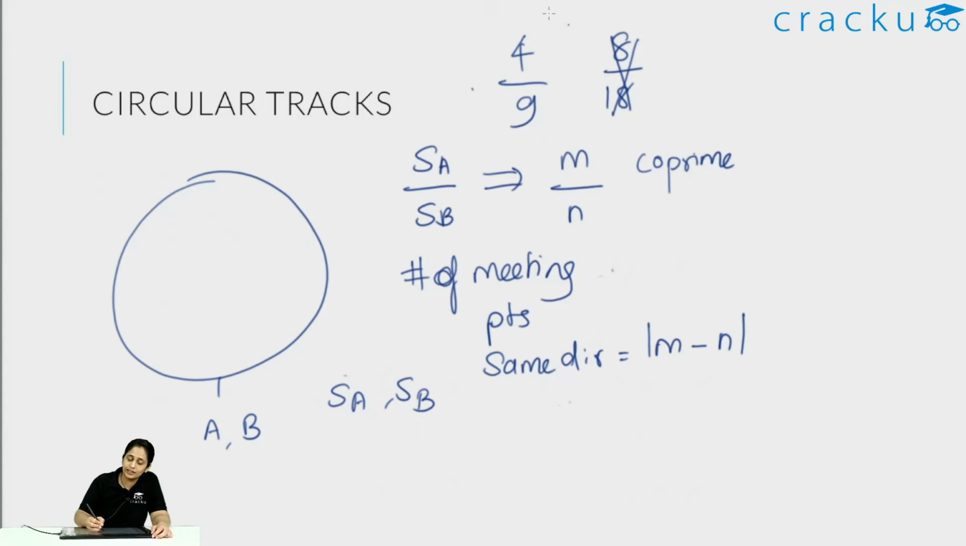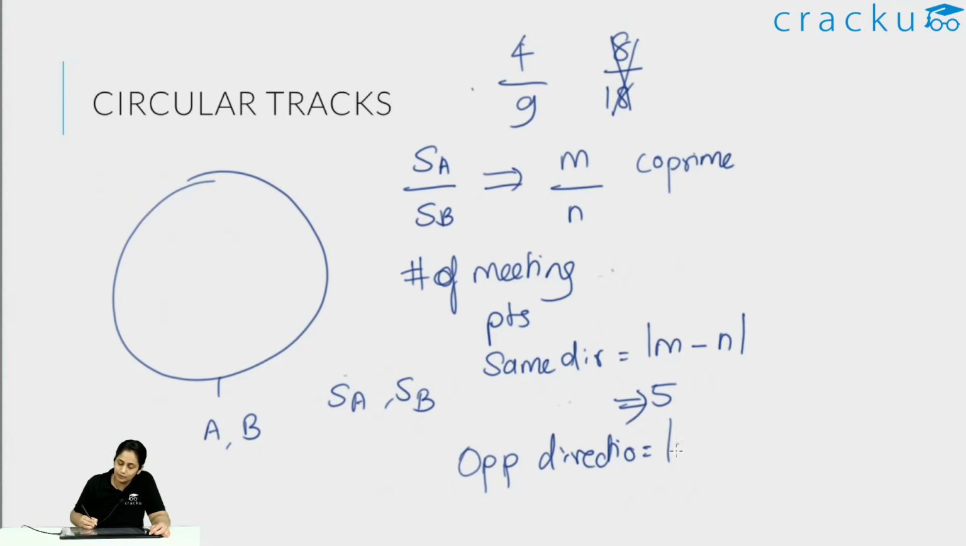So suppose it is 4 by 9, the number of meeting points would be 5. If they are moving in the opposite direction, the formula is to take M by N and say the number of meeting points is equal to modulus of M plus N. That is 4 plus 9, that is 13. So if they are moving in opposite direction, the number of meeting points would be 13.